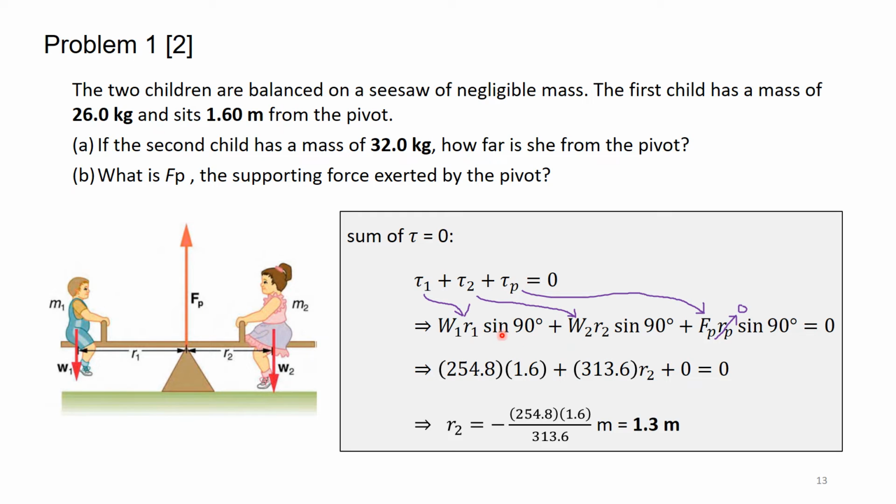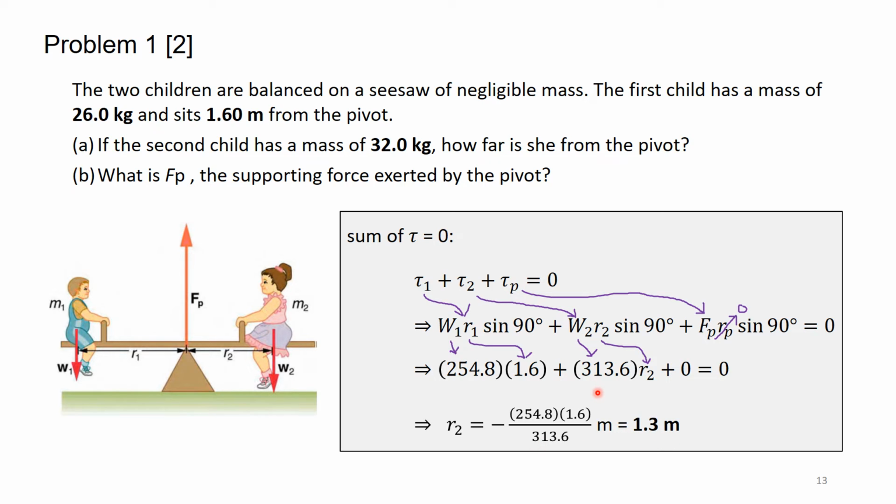And then for the other terms you plug in the numbers that you know. Okay, so W1 is 254.8 newtons, R1 is 1.6 meters, W2 is 313.6 newtons, and R2 is what we're trying to find. Okay, so plug in the numbers and you have a single unknown, R2. So rearrange the equation and you get R2 of 1.3 meters.